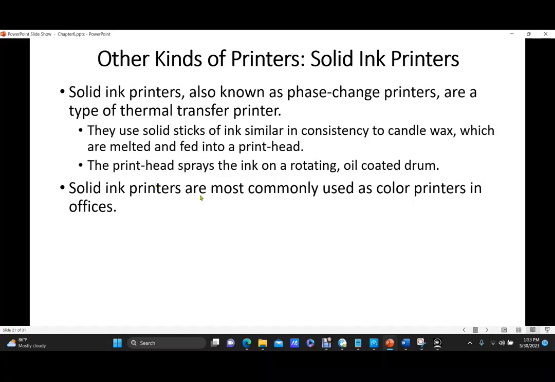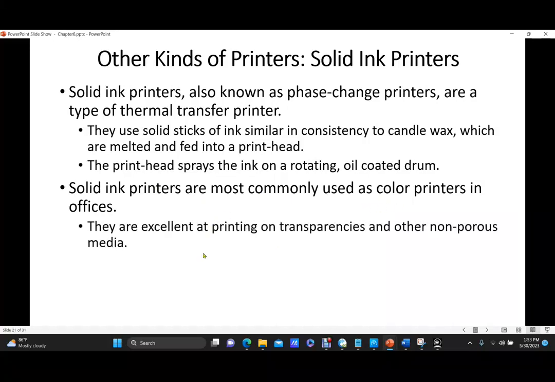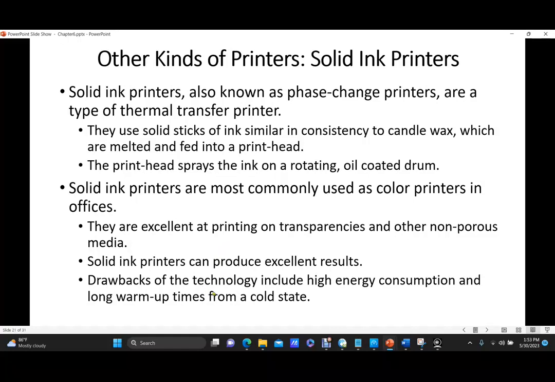Solid ink printers are most commonly used as color printers. They're excellent at printing on transparencies and non-porous media in general. They can produce excellent results. They do, however, require lots of energy and take a long time to warm up, to start up.